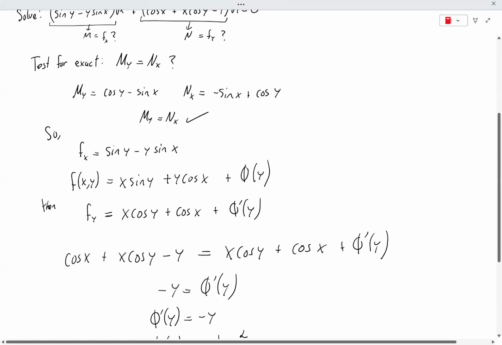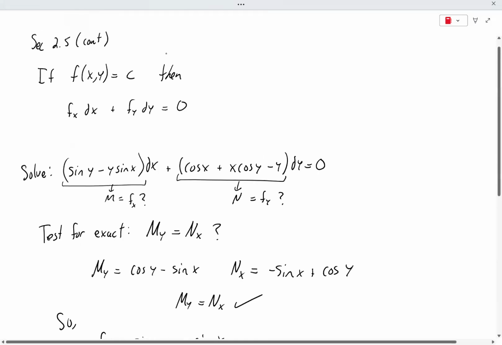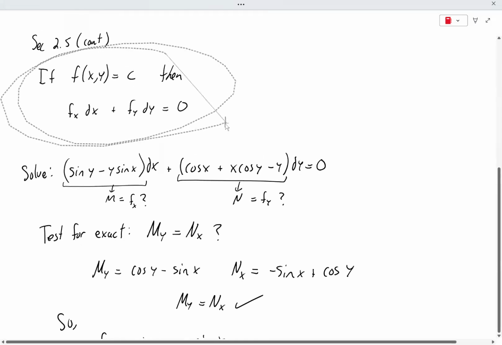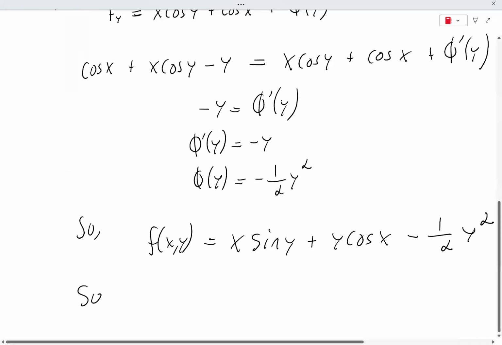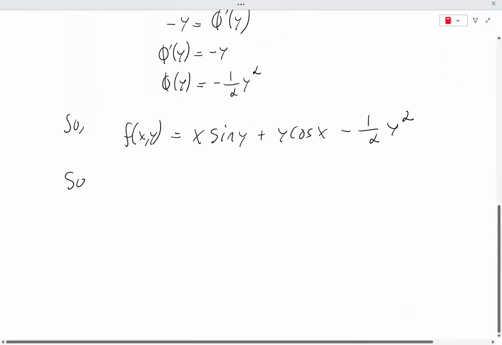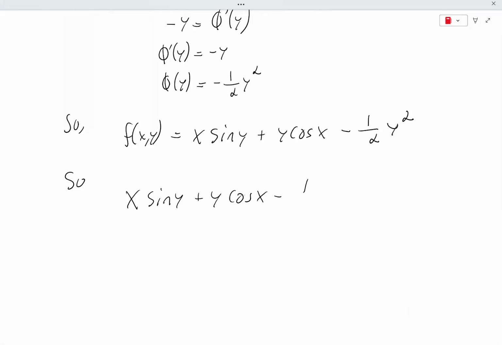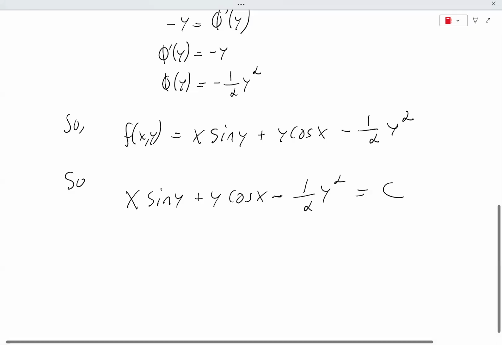But back in the beginning, I remember it's all kind of based on this thing right here. Okay, so now we've got the f of x y. So the solution then is this. It'd be x sine y plus y cosine x minus 1/2 y squared equals c. Okay, because this is the f x y part. f x y equals c is the implicit solution then.